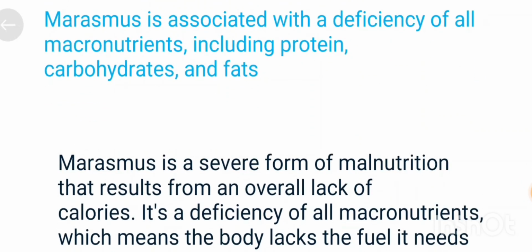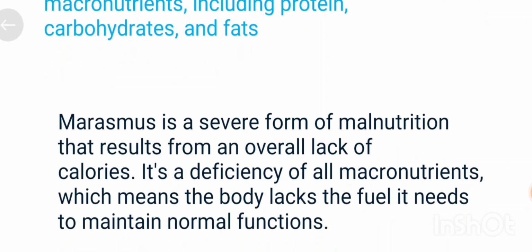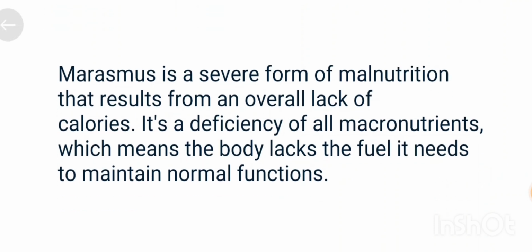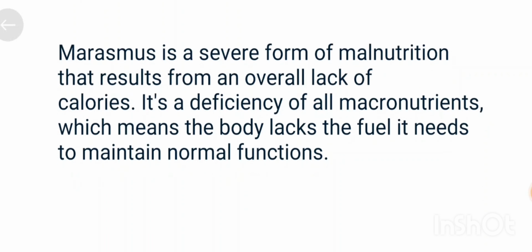Marasmus is a severe form of malnutrition. It results from an overall lack of calories and deficiency of all the macronutrients, which means the body lacks the fuel it needs to maintain normal functions. People suffering from marasmus show symptoms such as weakness, dry skin, poor muscle development, irritability, slow growth rate and weight gain.